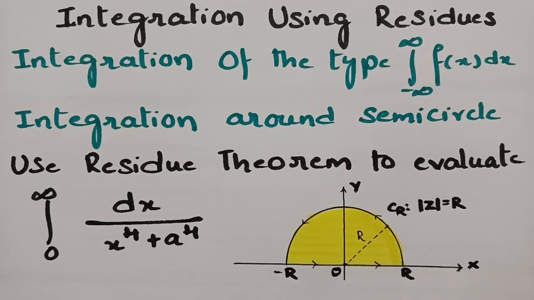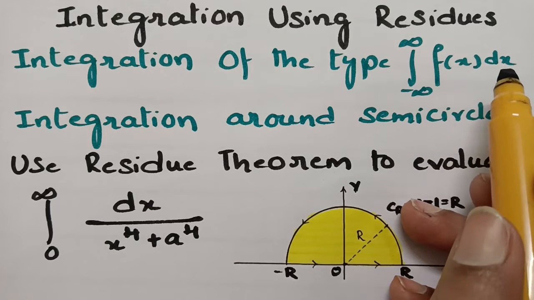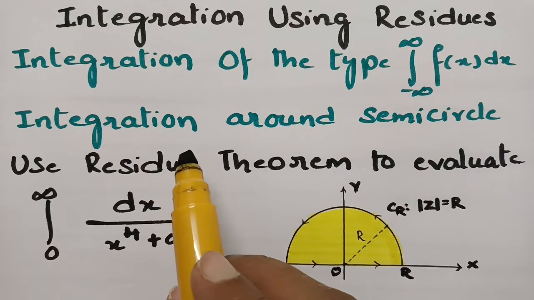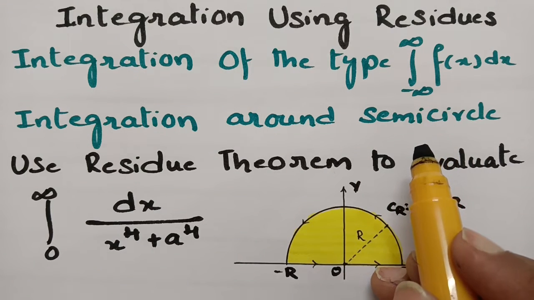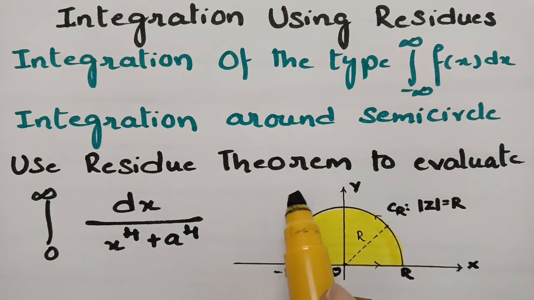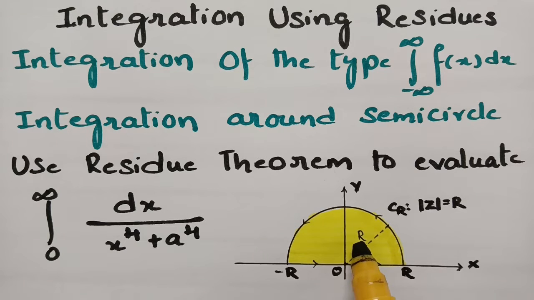Today's video is on integration using residues, and today's integration is of the type integral from minus infinity to plus infinity of f(x) dx. Here the integration is around a contour, which is a semicircle. Now I am going to use the residue theorem to evaluate the integral from 0 to infinity of dx by x power 4 plus a power 4. And this is the closed contour, which is a semicircle with center 0 and radius R.